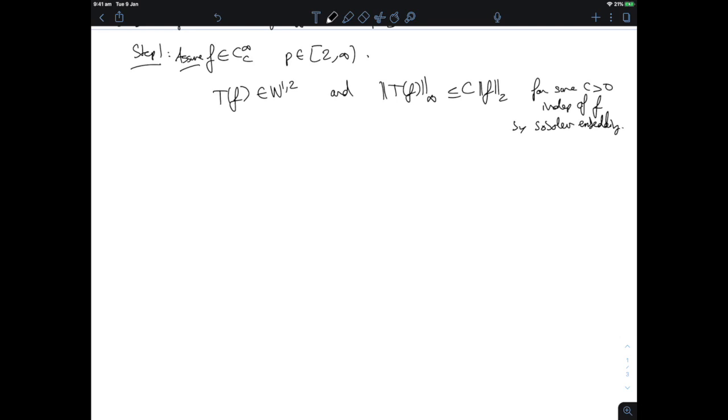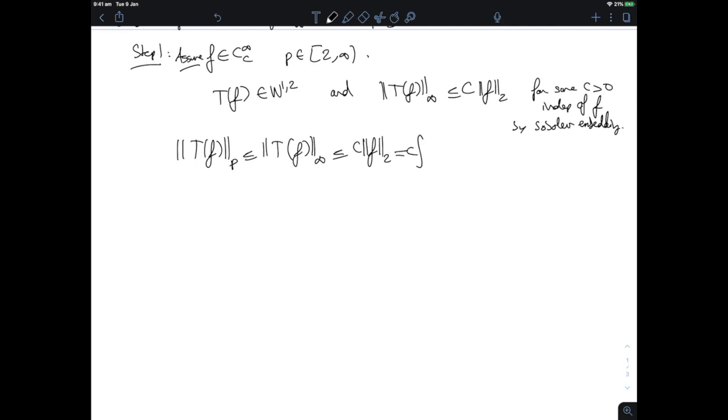Okay, so we have a control of the sup norm of Tf, but then that means that the norm of Tf in L^p, well, because it's L^p of (0,1), is smaller than the sup norm of Tf, which is smaller than a constant times the L2 norm of f. But now p is greater than 2, so you can use Euler, just write that, right?